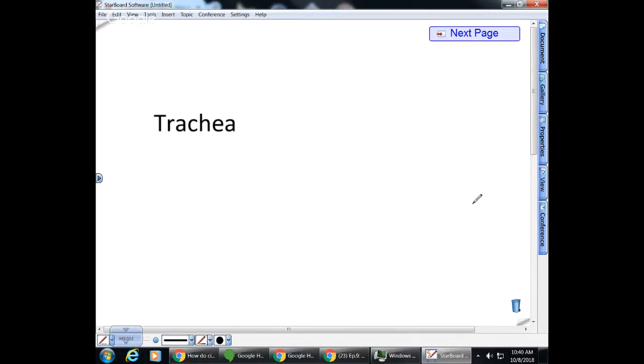Okay. So the next structure we're going to talk about is the trachea. We're just moving down into the respiratory system, right? So this is the next structure after the larynx. And when we look at the trachea, we are back to the pseudostratified ciliated epithelial tissue.